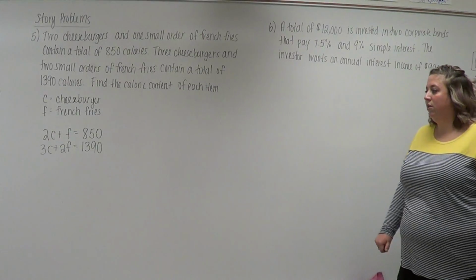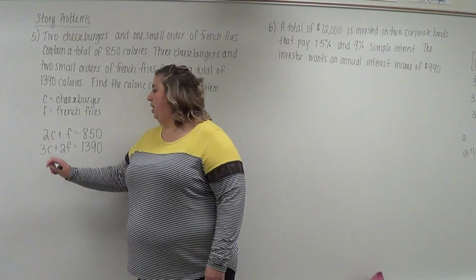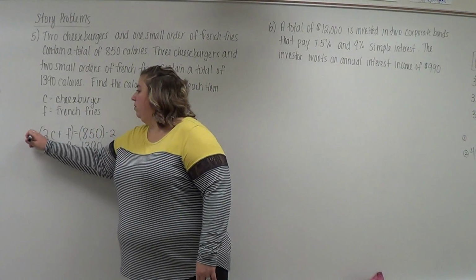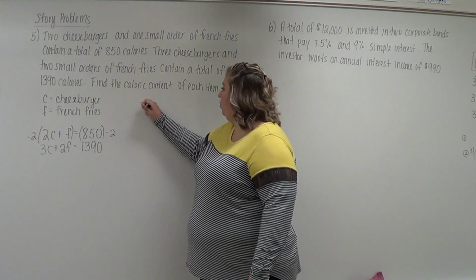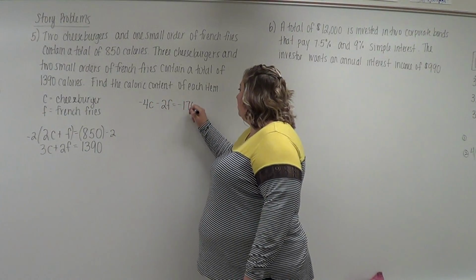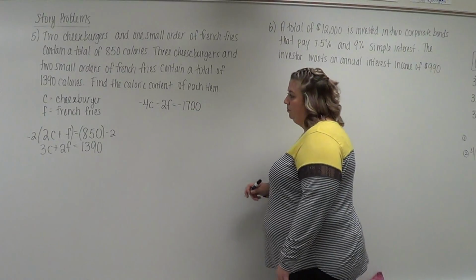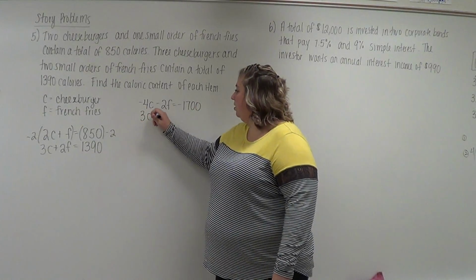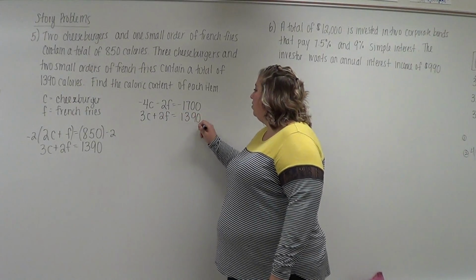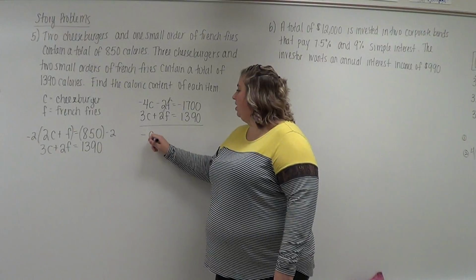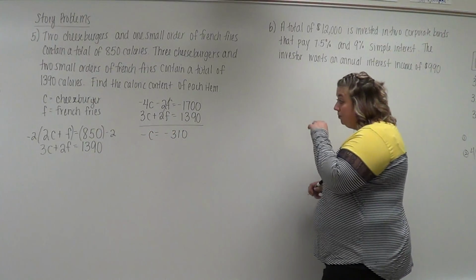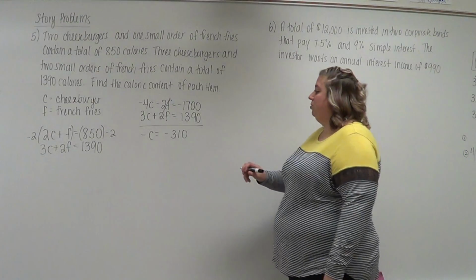Okay, what do you want to cancel? The F, so you're going to multiply the first one by -2. So I would have -4C minus 2F was -1,700. So 3C plus 2F equals 1,390. So that means -C equals -310. Divide by -1, so C equals 310.